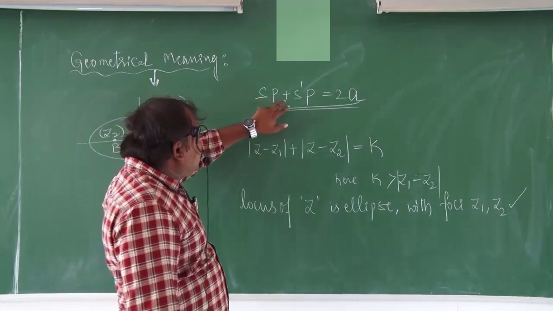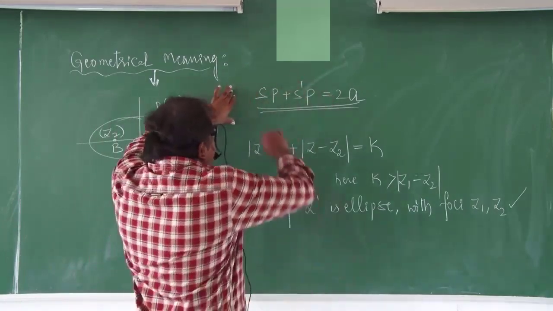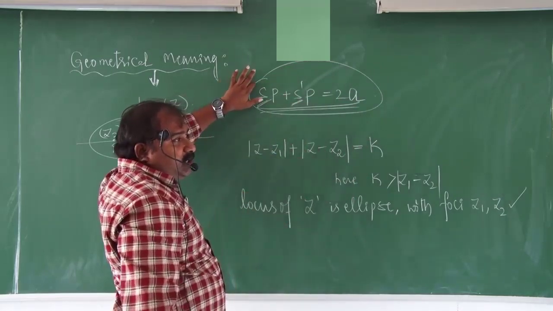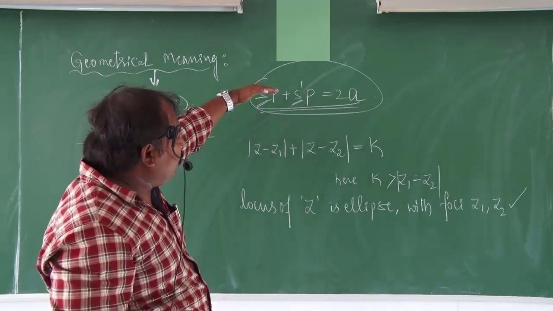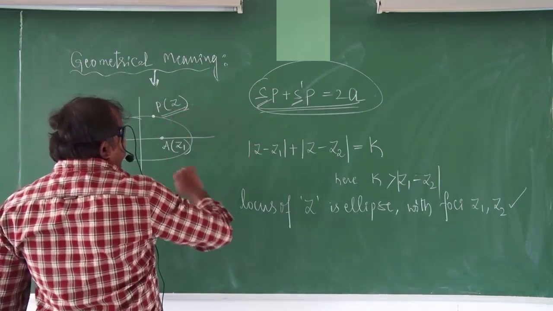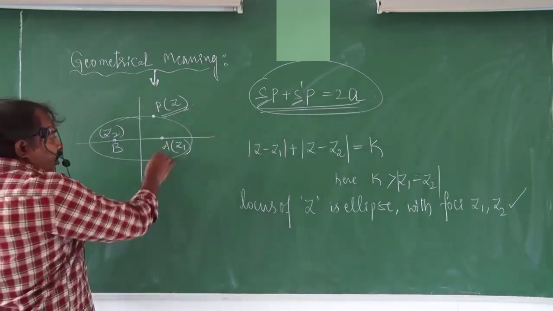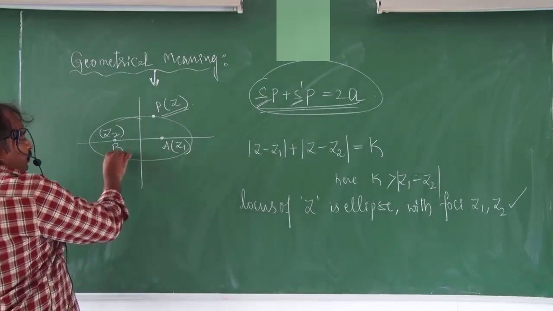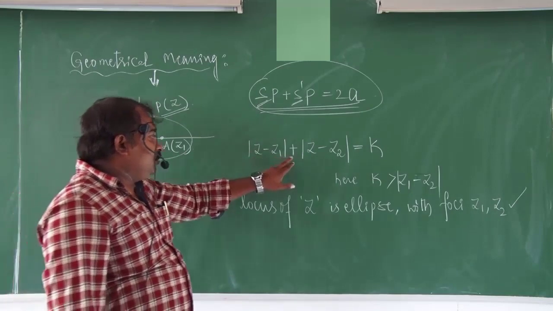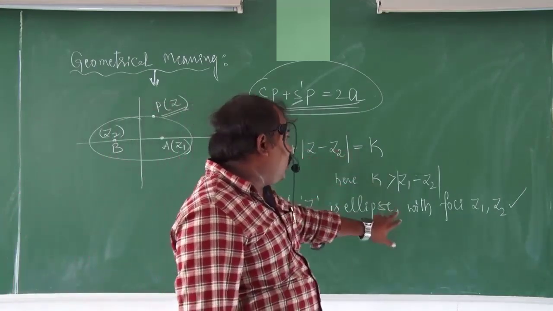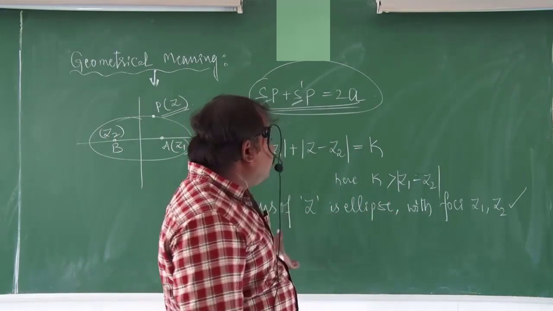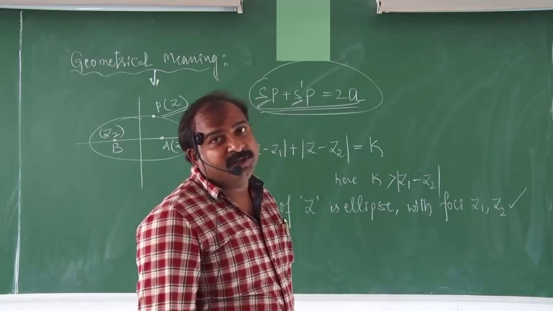So SP plus S dash P is equal to 2A, which indicates the ellipse equation with the foci points S and S dash. Now for this same equation, if we write the complex number form, then instead of P you can take Z, instead of S you can take point A of Z1, and instead of S dash you can take B of Z2. Then the complex form is modulus of Z minus Z1 plus modulus of Z minus Z2 equal to K, where the K value is compulsorily greater than modulus of Z1 minus Z2, which represents an ellipse equation with the foci points Z1 comma Z2.